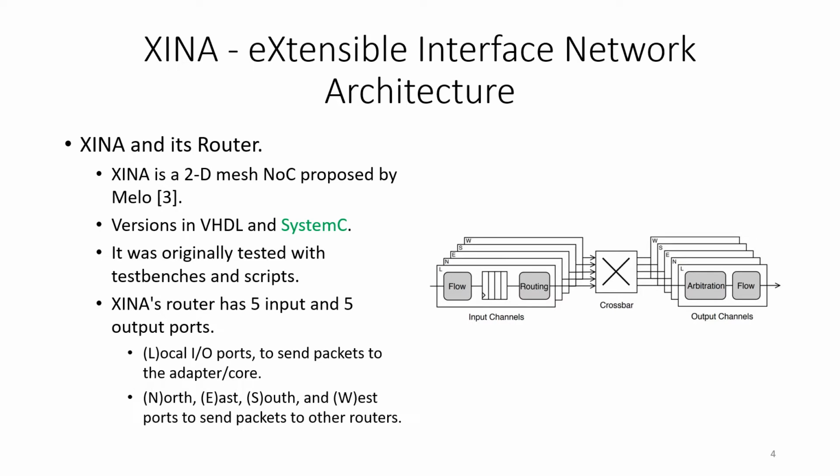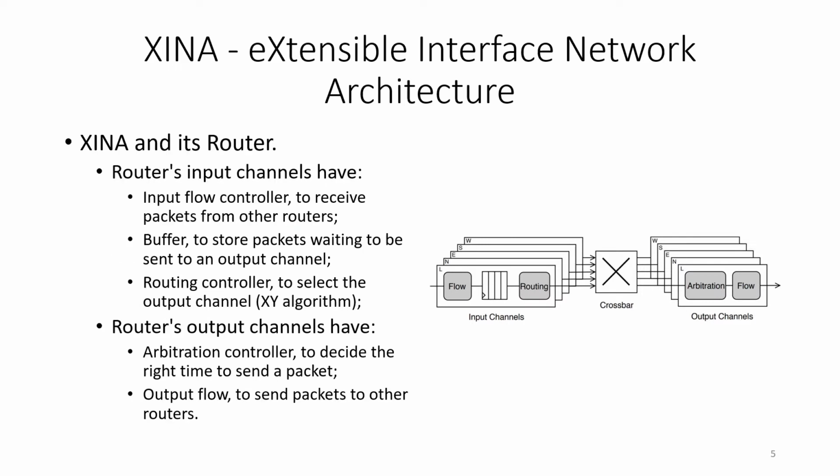Now, discussing Zyna's router, which is the design under verification, Zyna's router has 5 input and 5 output ports. The input and output ports are local, 2 local ports to send packets to the adapter and the core, and the inputs and outputs to north, east, south, and west. In the picture here, you can see the internal structure of a Zyna router.